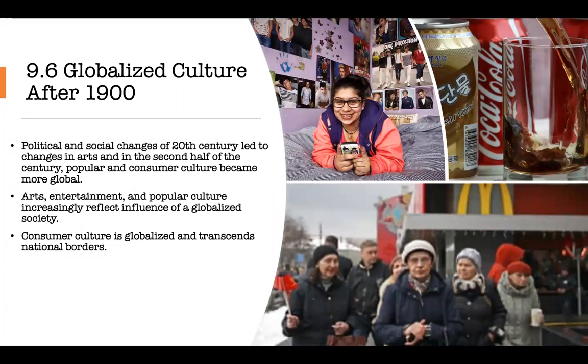Now, I'm not going to lie, guys, it took me a long time to find somebody who likes One Direction from another country, but I found the picture for all of you guys. Globalized culture after 1900. The fact that you all listen to the same types of music as kids in New Zealand, as kids in Pakistan, as kids in Uzbekistan. The fact that pretty much everywhere in the world you go, you can get a Coca-Cola or buy a Big Mac. That is what globalization looks like, and that is what globalized culture looks like.